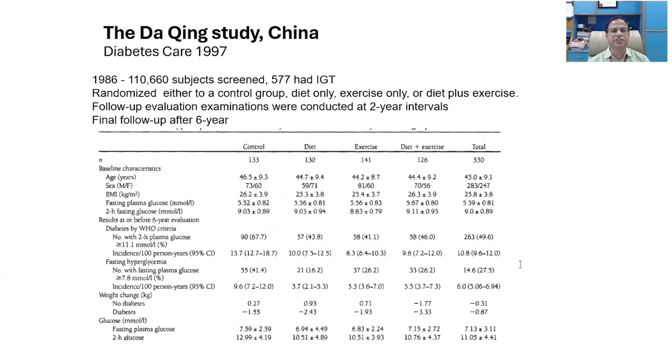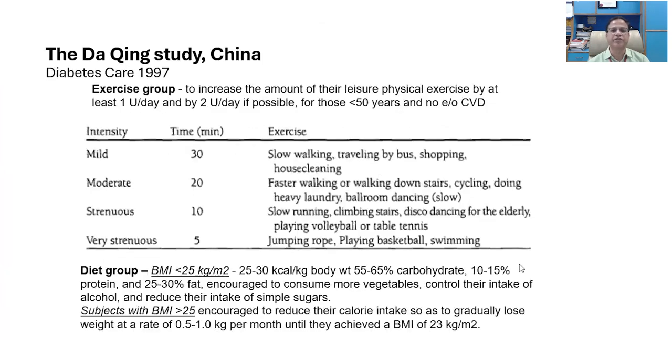This was the first study, which was started in 1986. Over 1 lakh subjects were screened, and out of which 577 were found to have impaired glucose tolerance. At that time, the term pre-diabetes was not used, and all those IGT patients come under pre-diabetes. They were randomized into 4 groups: a control group with the standard management, then one group with diet only, a second group with exercise only, and a third group had instructions on diet and exercise. These are the baseline data, and every 2 years they were examined, and final follow-up was done after 6 years of intervention.